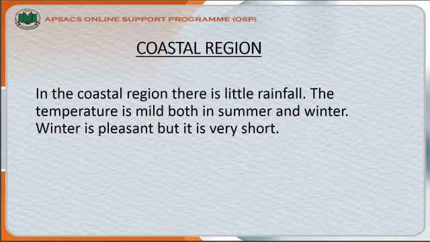In the coastal region there is little rainfall. The temperature is mild both in summer and winter. Winter is pleasant but it is very short, extending from December to February. Sometimes cold, dry winds blow from Balochistan which cause the temperatures to fall. Summer lasts from April to October.